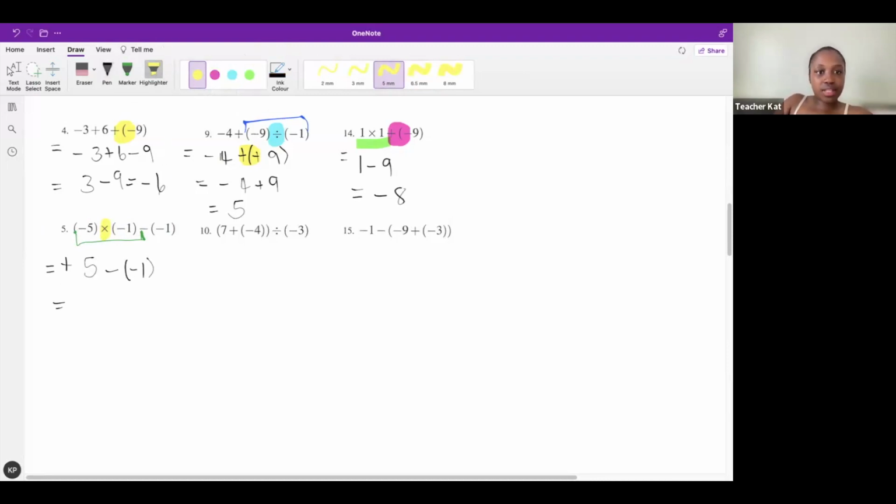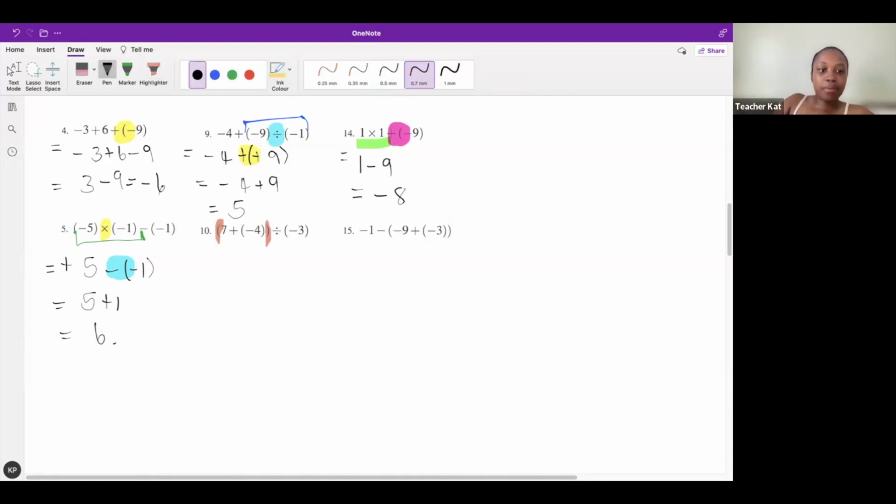Now, these two negatives again, they're going to give us a positive, which means I now have 5 plus 1, which is how much? 6. Beautiful. Let's move on to the next one. This time, where do I start? I would usually start with divide, but there's a condition here why I can't start with divide. What is that condition? Why would I not start with the divide? Thank you, Deboho. It is the brackets. Check the brackets there.